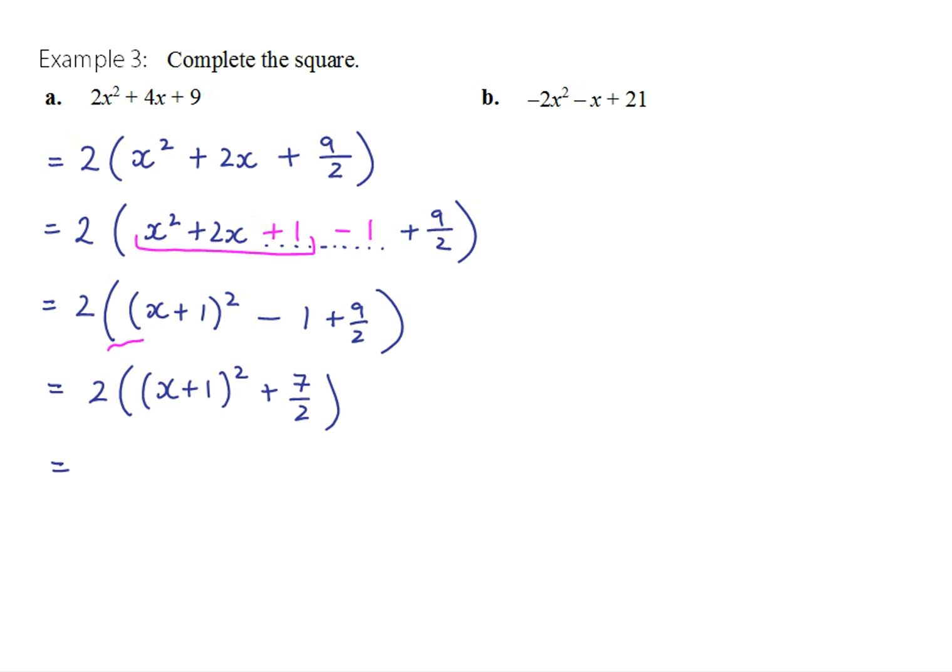Okay, now we want to put our 2 back in. So we're going to expand out this bracket. So we're going to have 2 times x plus 1 all squared. And we're going to have 2 times 7 on 2, which leaves us with 7.